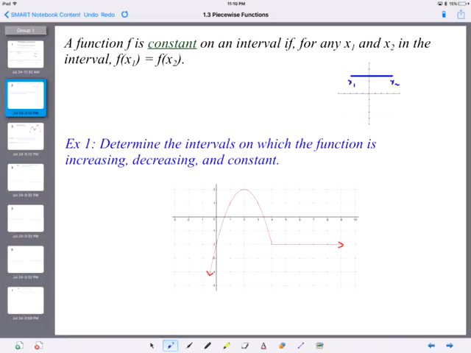So I have a graph here for you. Determine the intervals at which the function is increasing, decreasing, and constant. We're going to do this in interval notation, and identify where it is increasing, decreasing, and constant. I gave you something that gets all three aspects of it. So let's just start from left to right here.